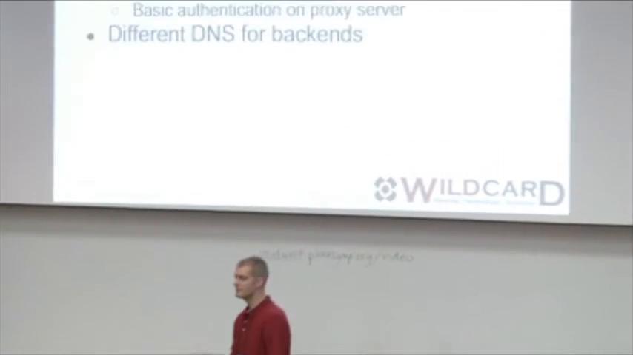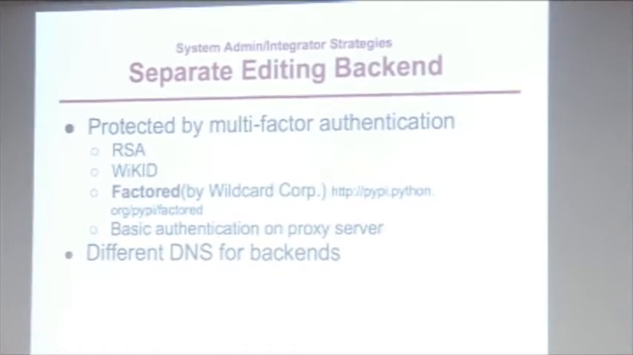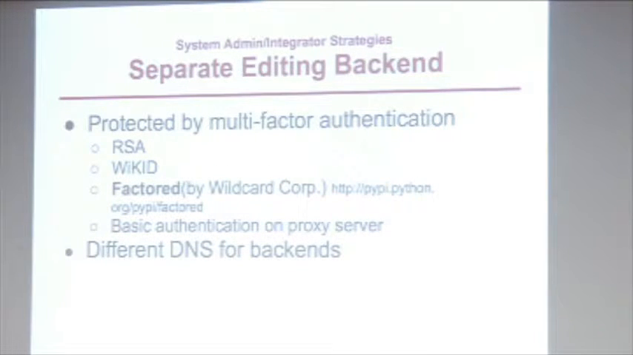And you can do RSA, which can be expensive, and Wicked, which I don't think is that expensive, but Wildcard produced a nice WSGI or proxy application that's open source, and we use it, and it works really well for doing two-factor authentication. You can set it up with Google Authenticator, or you can just do email authentication to send a PIN. It works really nice. And just make sure you use different DNS for the different backends, so people can't figure out where your editing backend is from your front end.